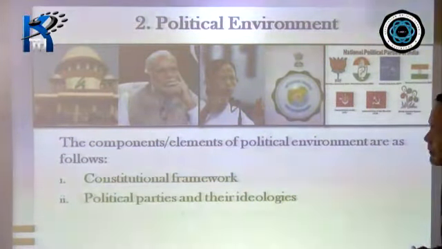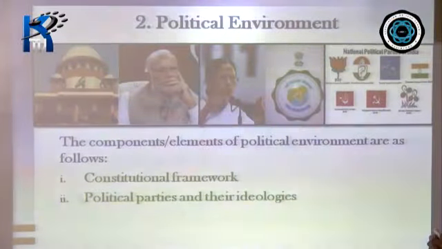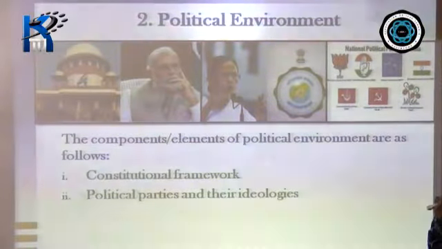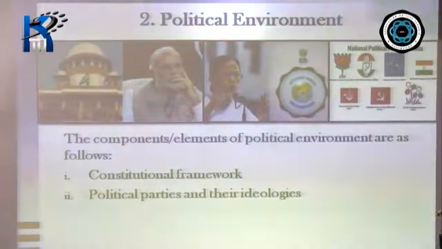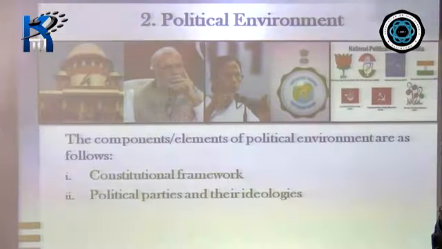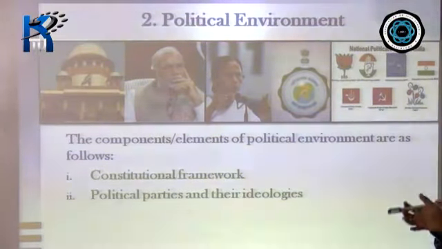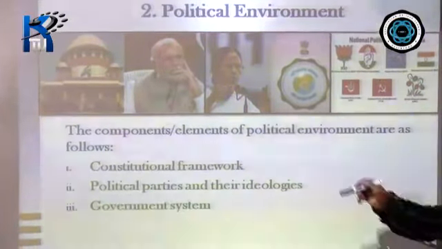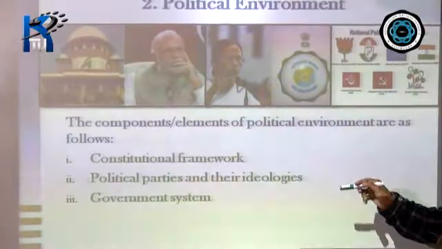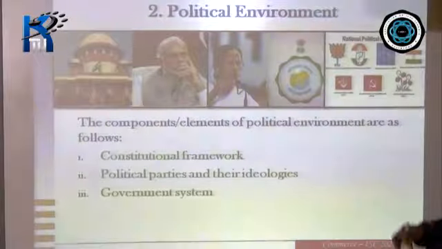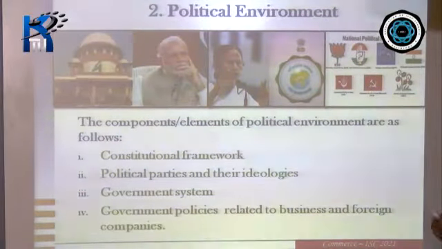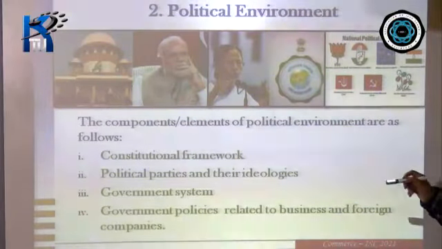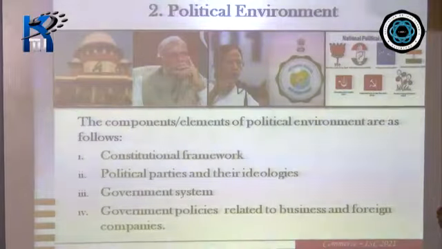Next, political parties and their ideologies. A political ideology is a set of principles, doctrines, and ideals which ultimately guide the function of that particular political party. Next, government system. It means the system of forming a government and its working. And it also includes government policies related to business and foreign companies.